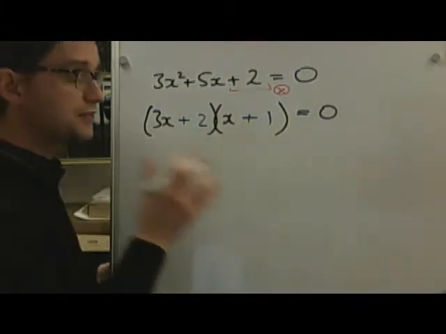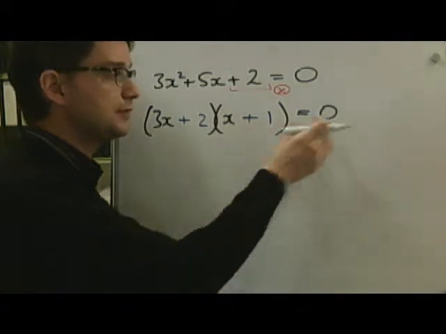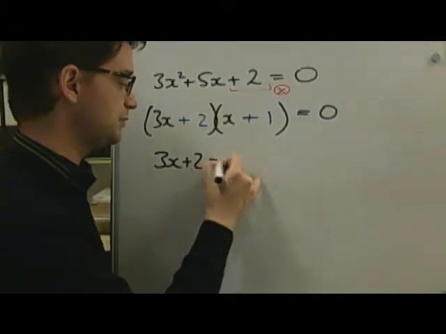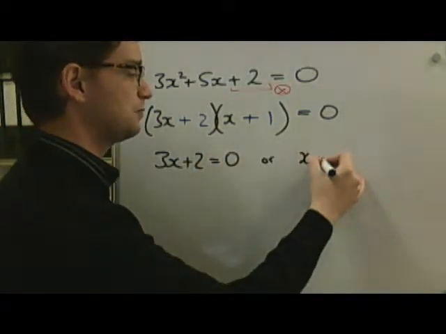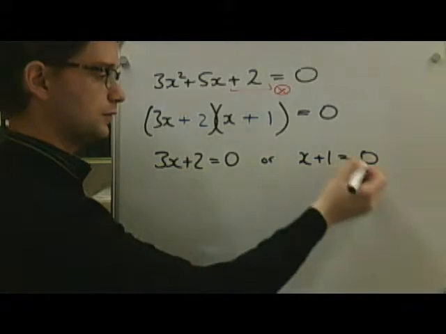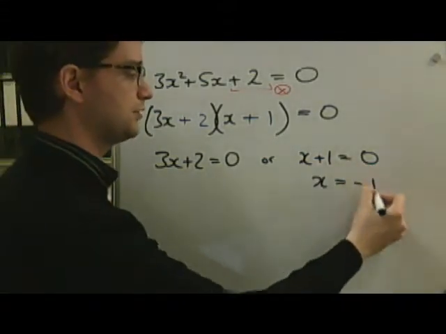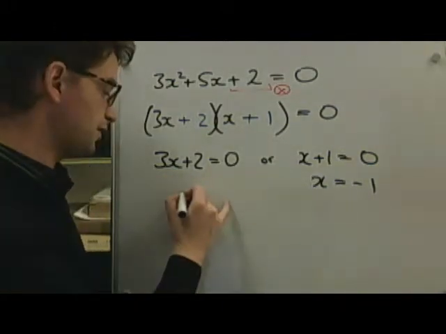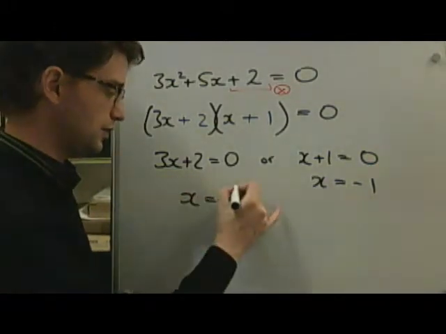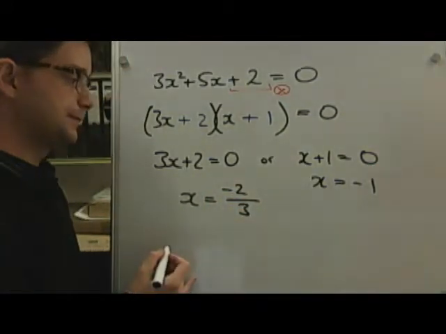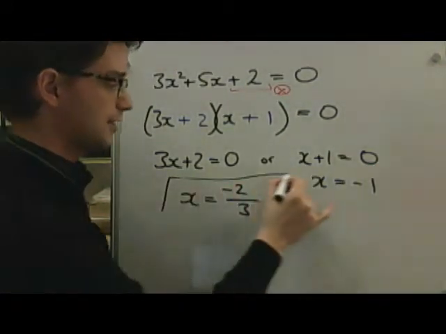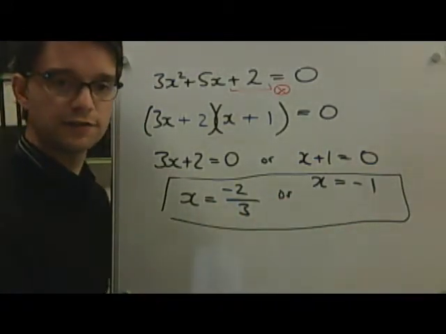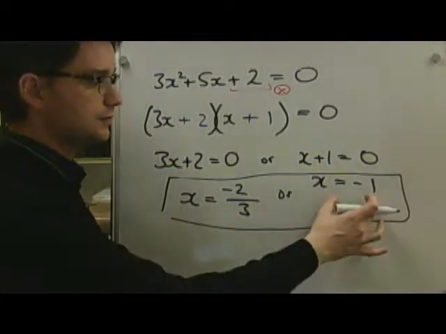And now what I'm doing is I'm still using this idea that if two things multiply together equal 0, then one of them must equal 0. So I've got either 3x plus 2 equals 0, or x plus 1 equals 0. Well, this one is easy. This would just mean x is minus 1. This one, I think, you could do 2 or 3 steps to solve it, but I think that gets me to x equals minus 2 over 3. And so these are my two possible solutions for this quadratic equation. x equals minus 2/3 or x equals minus 1.